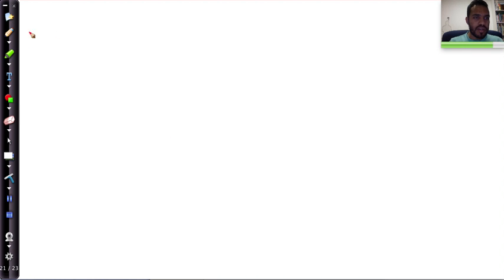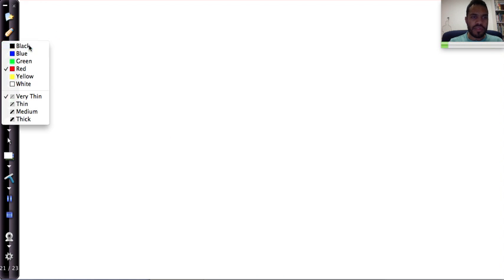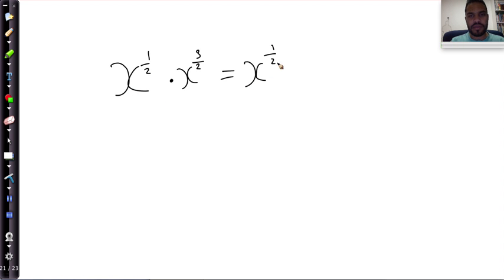The last law I want to go over, and remember all these laws are applicable if they were fractions as well. If, for example, I have x to the power of a half multiplied by x to the power of, let's make it 3 over 2, which is 1 1/2. The base is exactly the same, so I'm just going to say x to the power of a half plus 1 1/2, which is 3 over 2, and that's going to give me x to the power of a half plus 3 over 2, which is 4 over 2, which is really x to the power of 2.